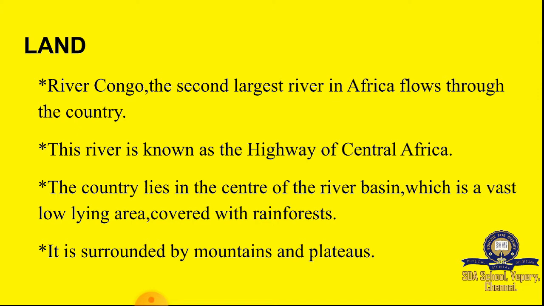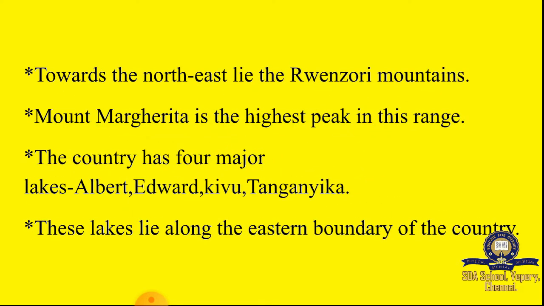Note this line. The country lies in the center of the river basin, which is a vast low-lying area covered by rainforest. It is surrounded by mountains and plateaus. Towards the northeast lie the Rwenzori Mountains. Mount Margherita is the highest peak in this range.